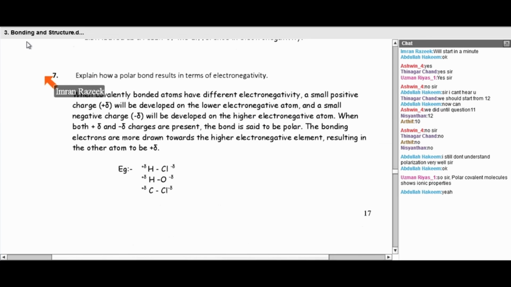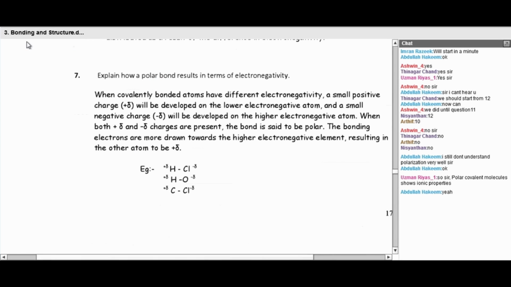Right, so the most important part begins from this question. Explain how a polar bond results in terms of electronegativity. Whenever there's a difference in electronegativity, that molecule will be a polar molecule, with plus delta and minus delta charge separation. When covalently bonded atoms have different electronegativity, a small positive charge is developed on the less electronegative atom, that's called electropositive, and a small negative charge is developed on the more electronegative atom. When both plus delta and minus delta charges are present, the bond is said to be polar. The bonding electrons are more drawn towards the more electronegative element, resulting in the other atom being plus delta. We should write in brackets here electropositive. The less electronegative element is referred to as the electropositive element.